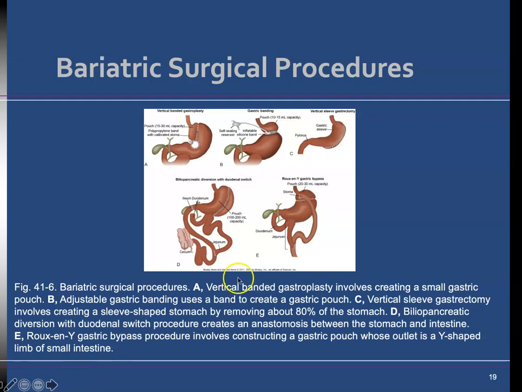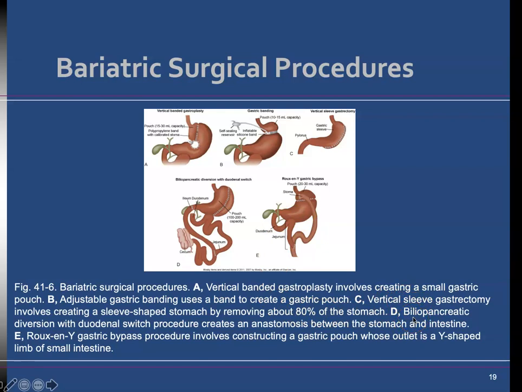So here are some of the bariatric surgical procedures. There's this one where they create a pouch, and this is the banding, and then there's the vertical sleeve gastrectomy, and then there's this one, biliopancreatic diversion with duodenal switch. It looks complicated. And then there is the, I don't know how to say it, gastric bypass. So they create a pouch with a 20 to 30 ml capacity. Oh, there's a description.